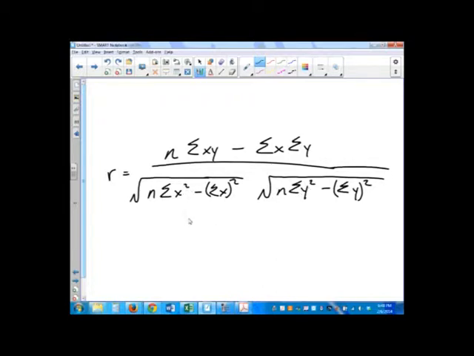The thing about this formula that can be confusing is simply the order of operations. So I'm going to try to show with brackets the order that we would do things here. Okay, so that would take care of the top. So we basically take n times the summation of xy minus summation of x times summation of y, and that gives us our top number. That's all divided by this information down here.